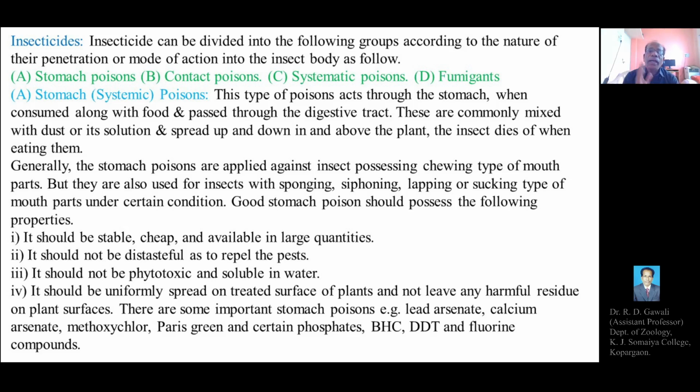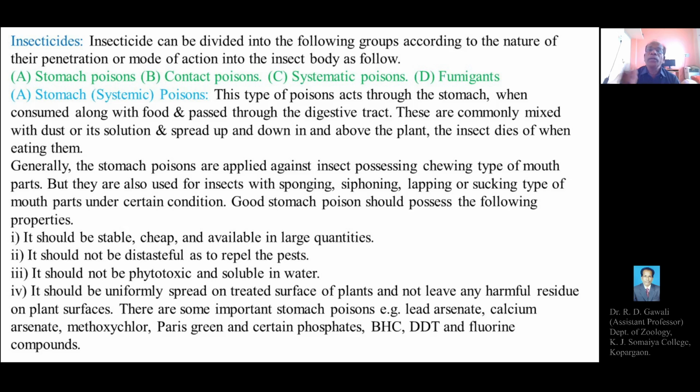A good stomach poison should have some important properties. It should be stable, cheap and available in large quantities. It should not be so distasteful as to repel the pest, so it should have some taste. If it is distasteful, the pest will move away from the particular crop, which will not help to control the pest.